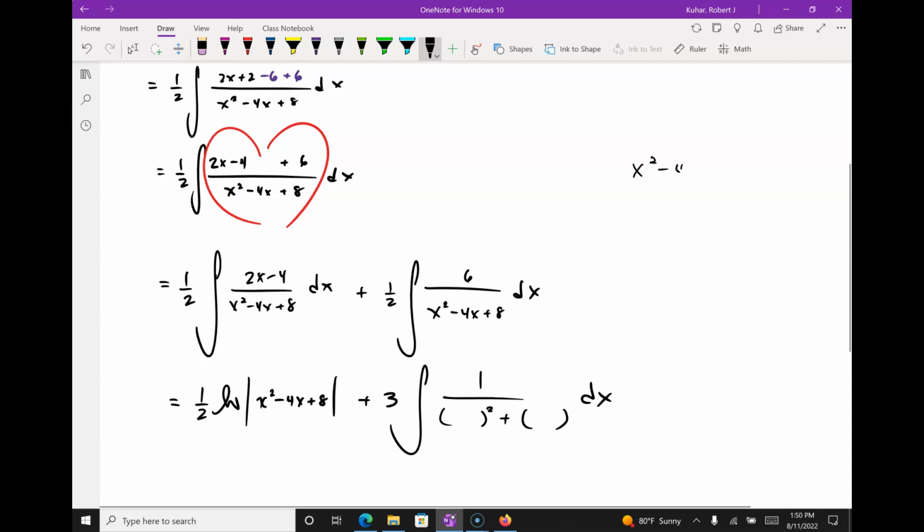X squared minus 4x plus 8. K is negative 4. Half of it is negative 2. Square it is positive 4. Add it, subtract it, and I get x minus 2 quantity squared plus 4. Yep.